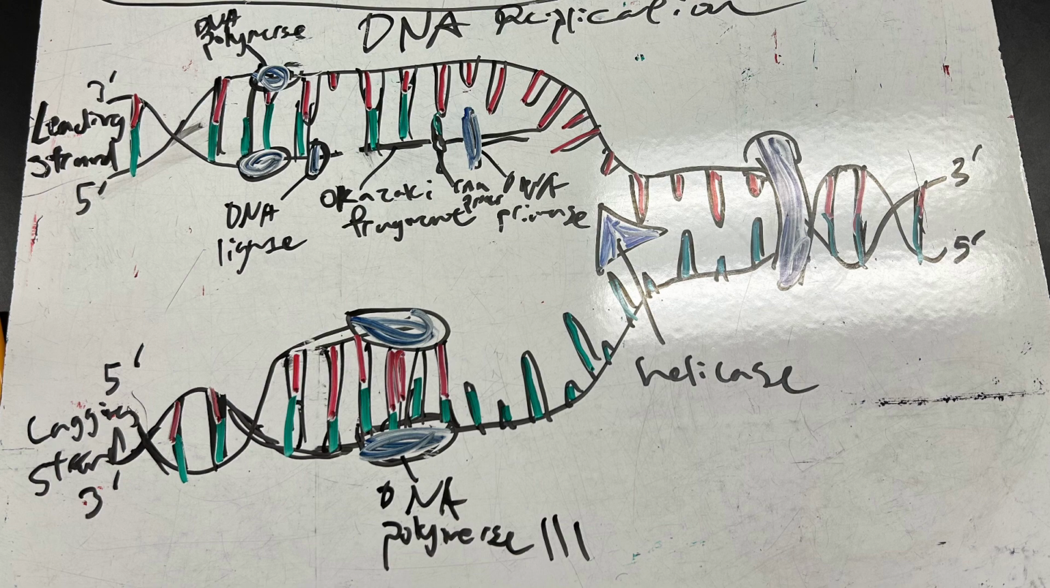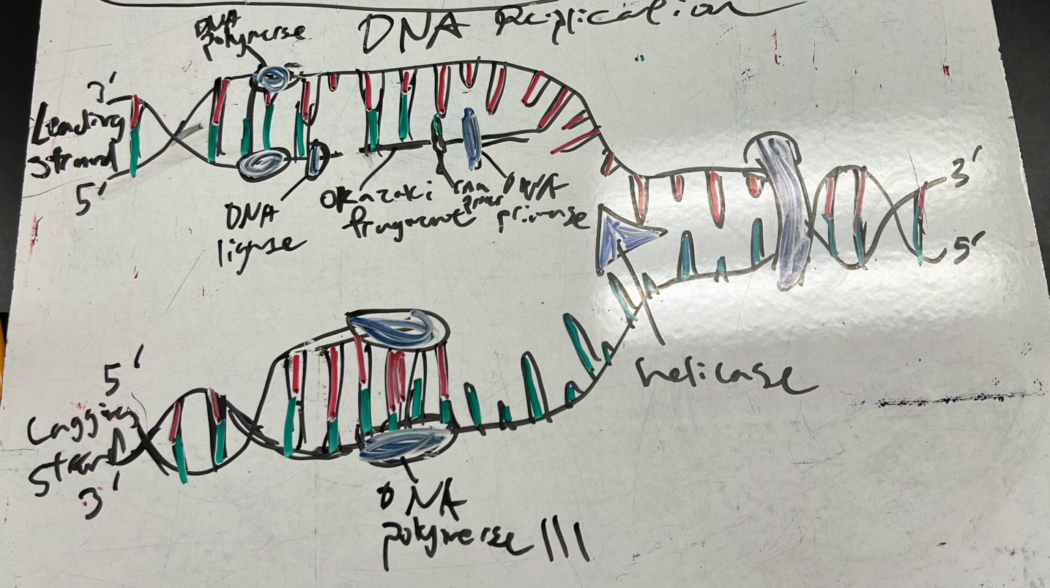The two strands are either in the 5 to 3 direction, which is the lagging strand, or the 3 to 5 direction, which is the leading strand. The 5 end has a phosphate group, and the 3 end has a hydroxyl group. I think that's how it's pronounced. Okay, so the two sides can be replicated differently to match with the direction they're going in.